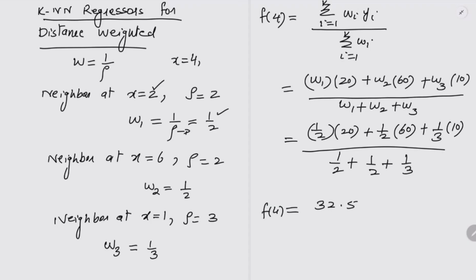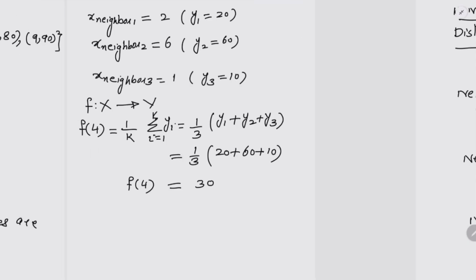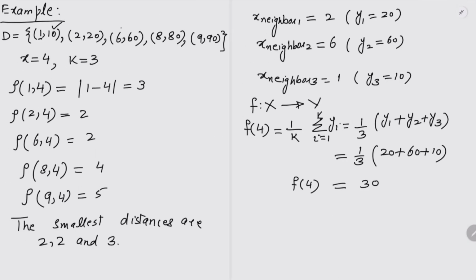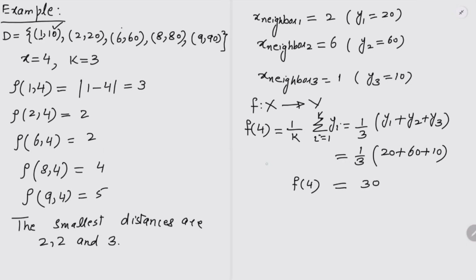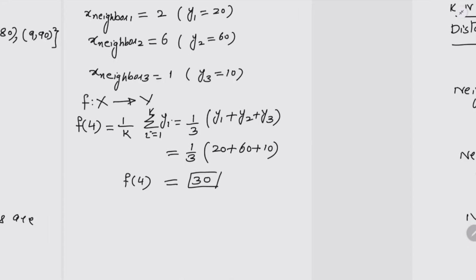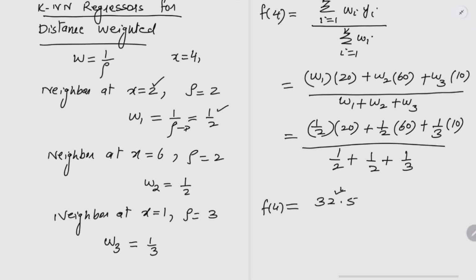So what was the prediction from the previous method, the KNN regressor with arithmetic mean? The prediction was 30. And here the prediction is 32.5. That's how we use the formula in the KNN regression model.